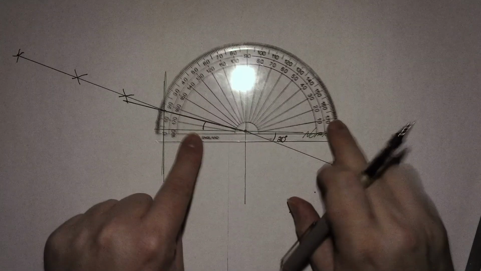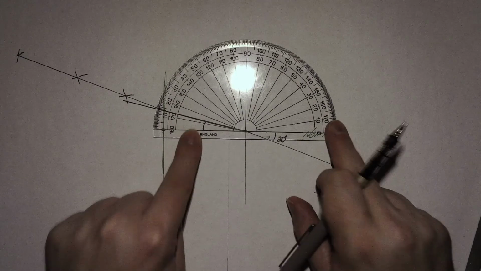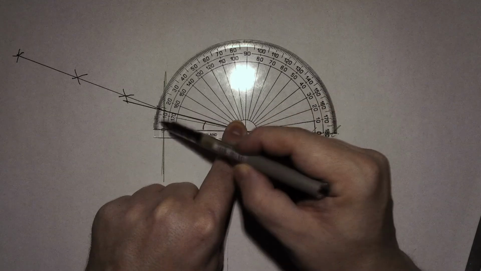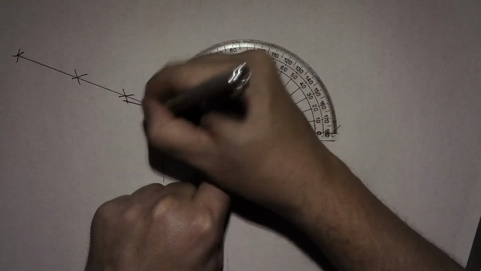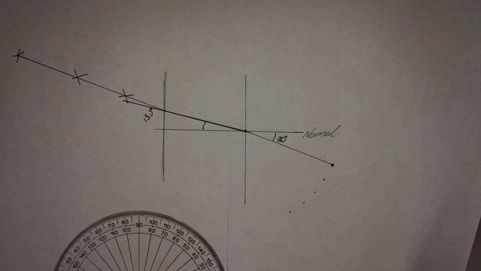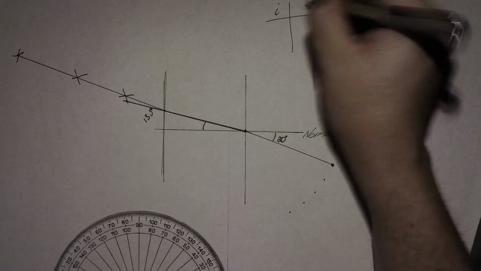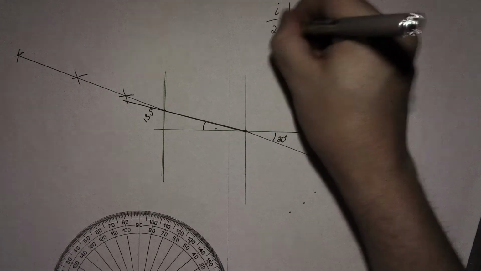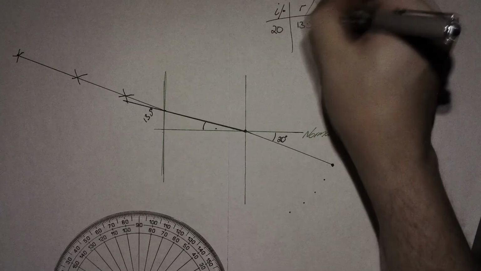Again, I would line my protractor up so that the T is exactly on where the line goes. And now I need to measure this angle here. So there's 10, there's 15. So this must be 13.5 degrees. Okay, so let's just quickly write that down. I've got the angle of incidence, and I've got the angle of refraction, which is this angle here. So I've got 20 and I've got 13.5. Okay, these are both going to be in degrees.